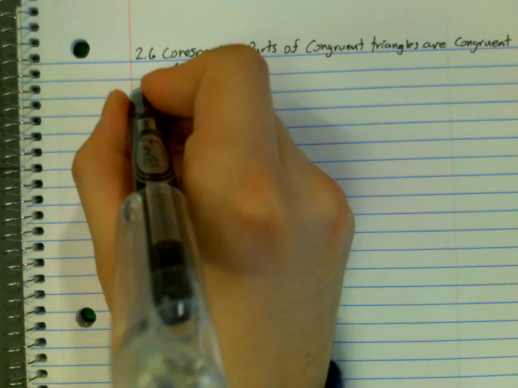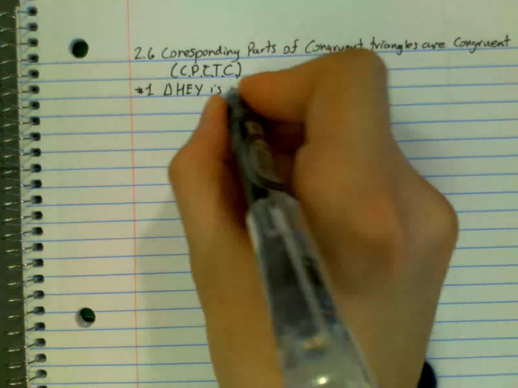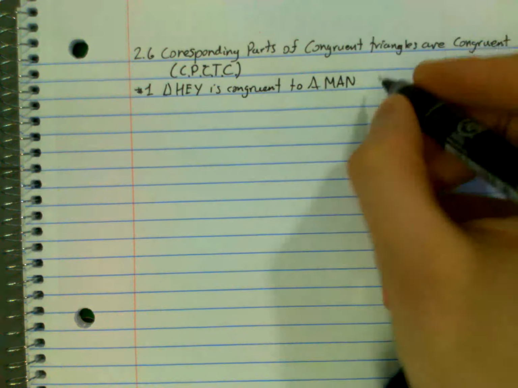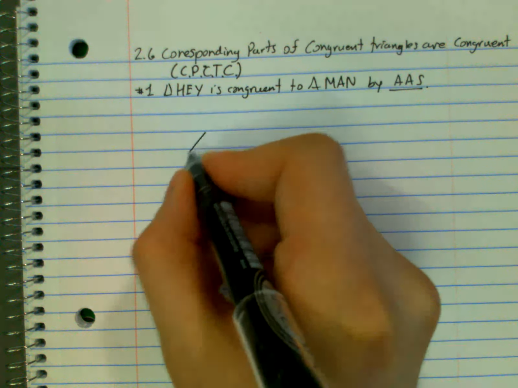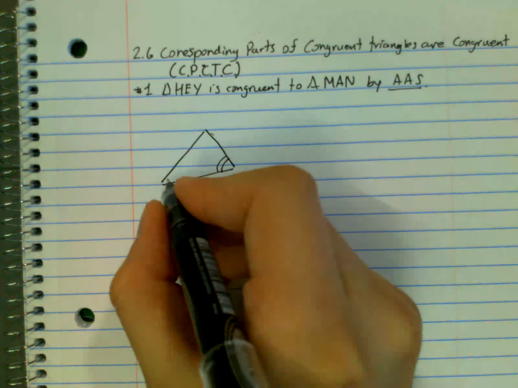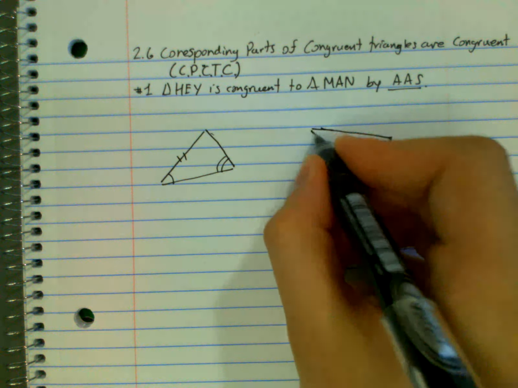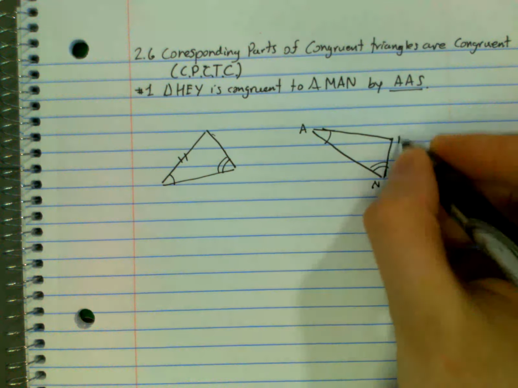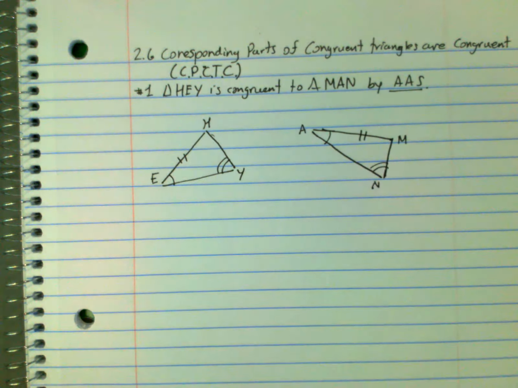So for example, let's see, I have triangle HEY is congruent to triangle MAN by angle side. Okay?